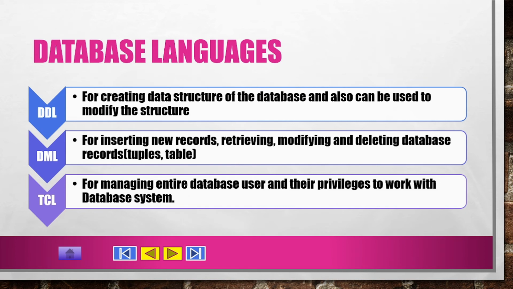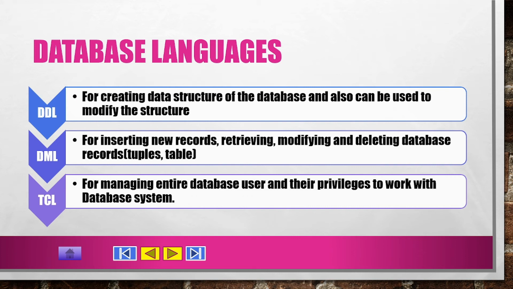Next one is that is called database languages. Here in the DBMS there are three types of database languages. First one is DDL, that is actually for creating the data structure of the database and can also be used to modify the structure. Next one is DML. DML is used for inserting new records, retrieving, modifying and deleting database records. That is also called tuples or tables.